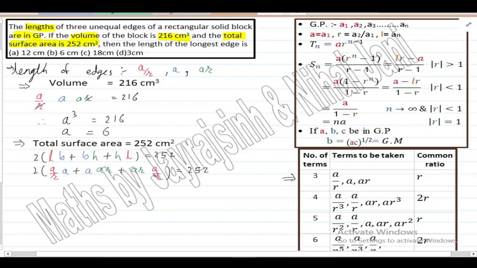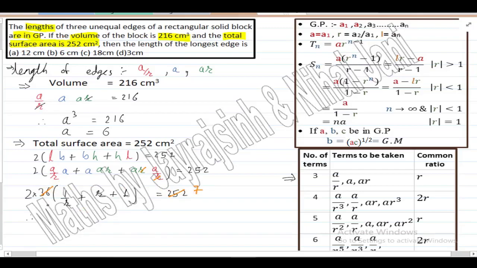Here you can see in the third term r will cancel out and we can take a square common from each term. So here we will have 2a square in the bracket. In the first term 1 upon r, in the second term r, and in the third term we will have 1 as the rest of the term, which is equal to 252, right? And we know the value of a, which is 6. So let's put the value of a. a square will give us 36 and 36 7s are 252.